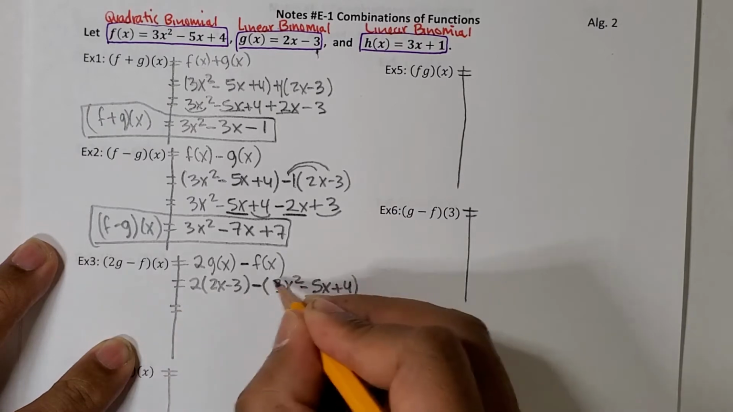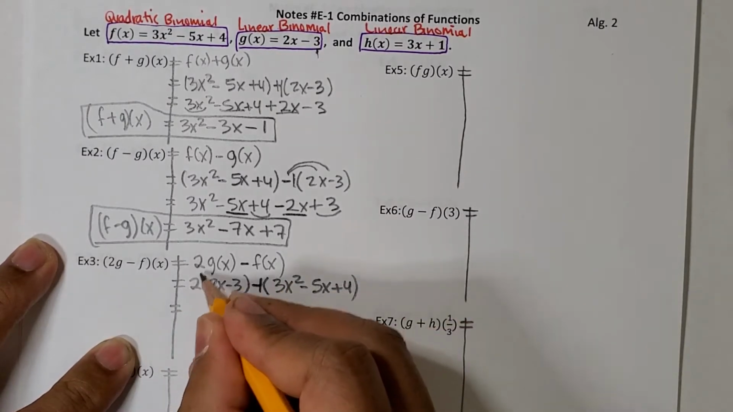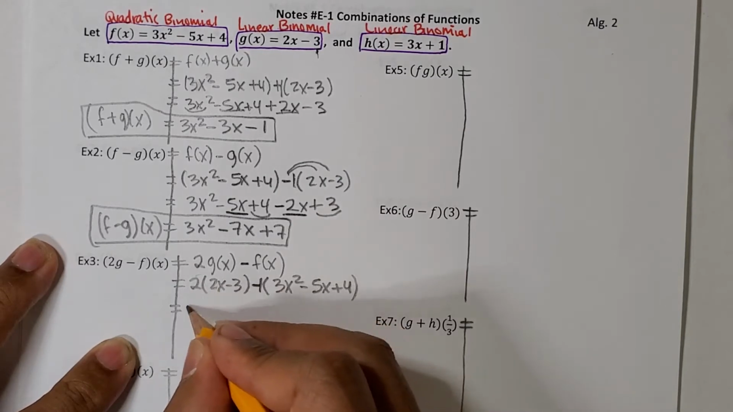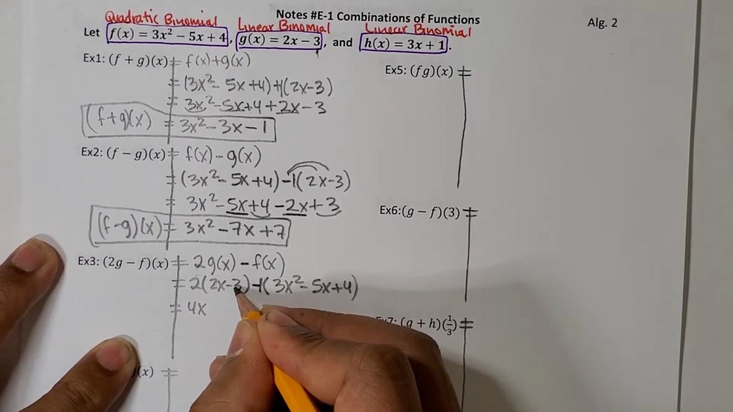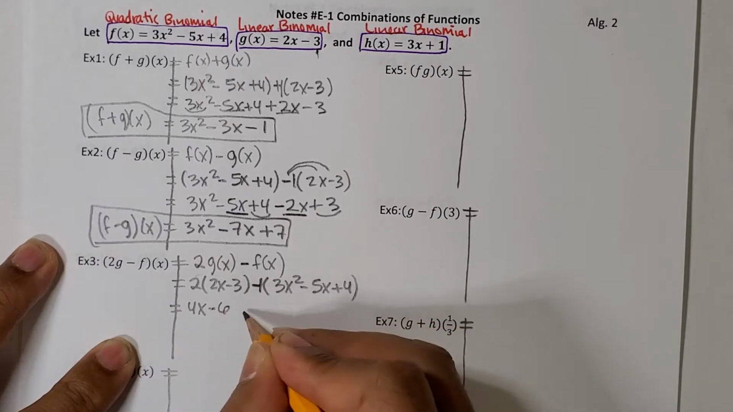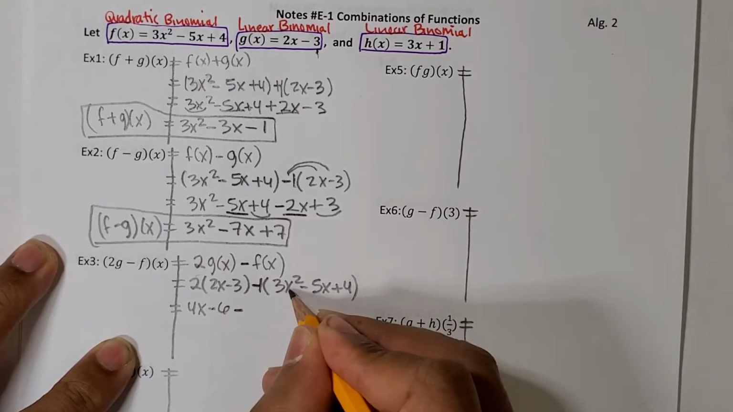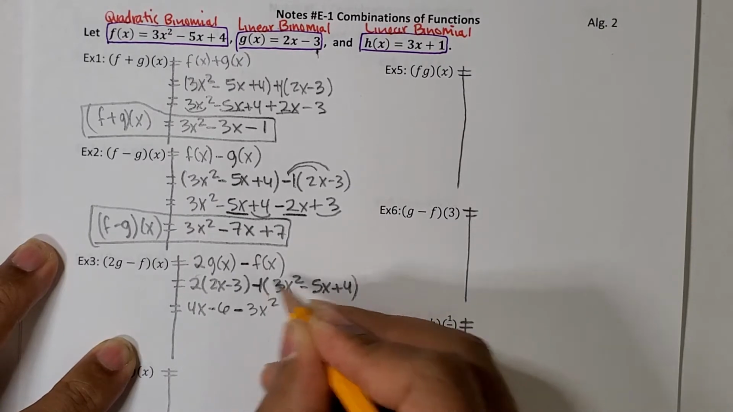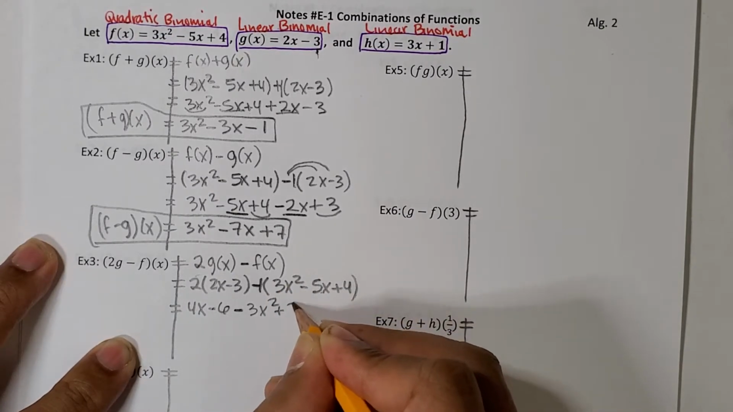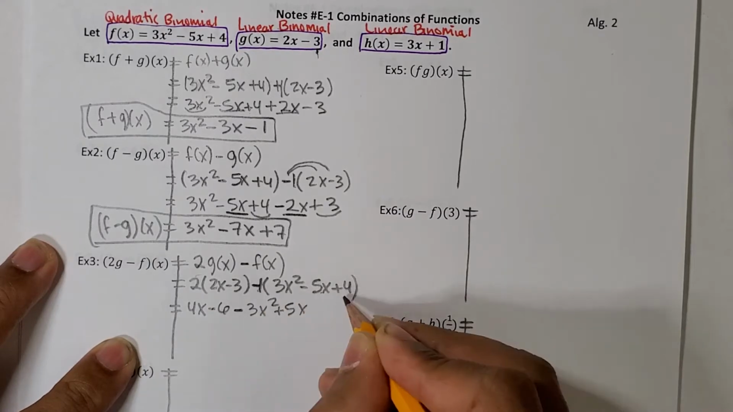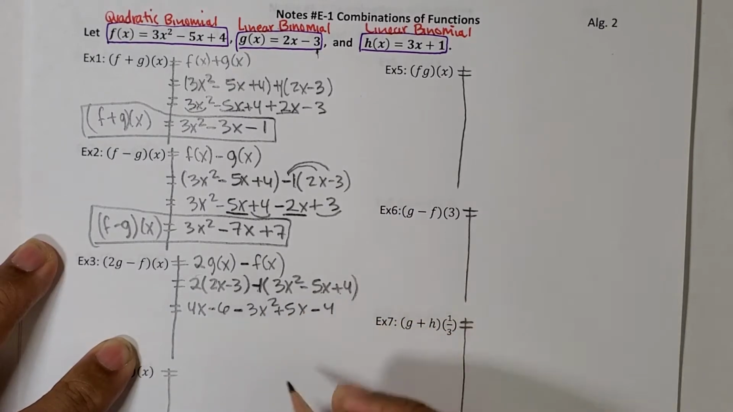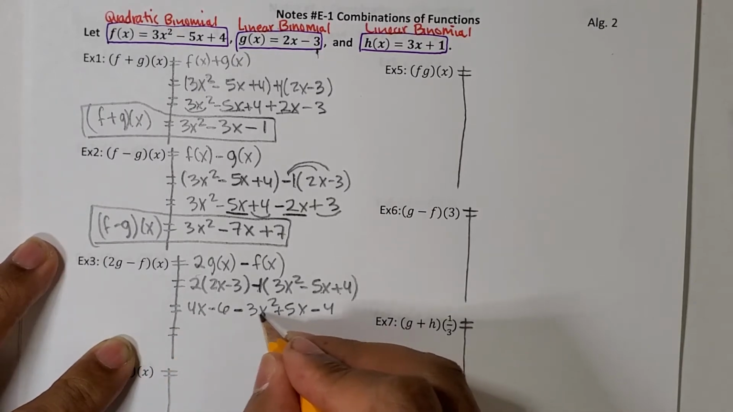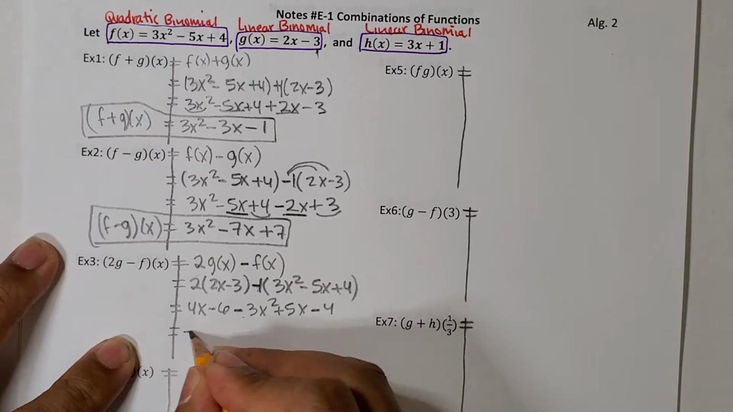Again, a negative 1 implied. I'm going to distribute that 2 to the g function. So 2 times 2 is going to be 4x. 2 times negative 3, that's negative 6. Minus, negative 1 times positive 3x squared is going to be negative 3x squared. Negative 1 times negative 5x is going to be positive 5x. Negative 1 times positive 4 is negative 4. And I'm going to bring the highest exponent to the front. So that's going to be negative 3x squared.